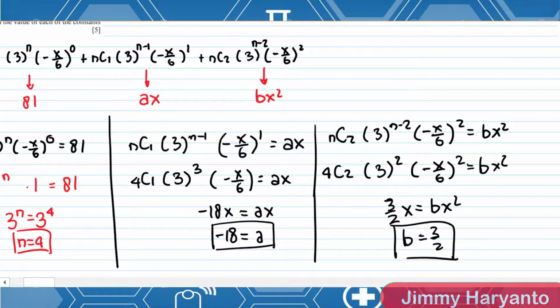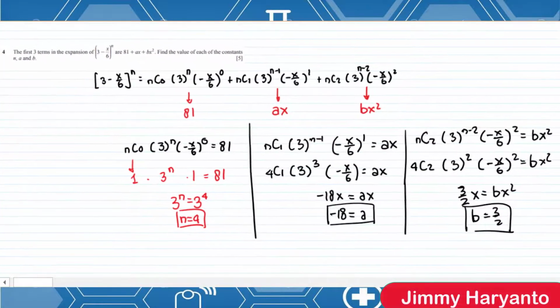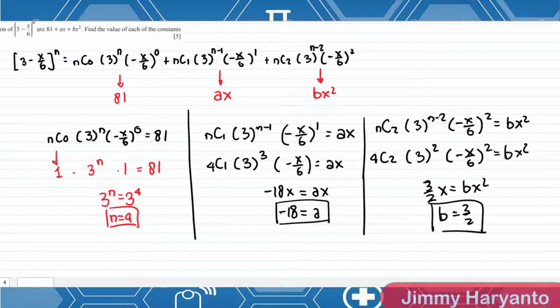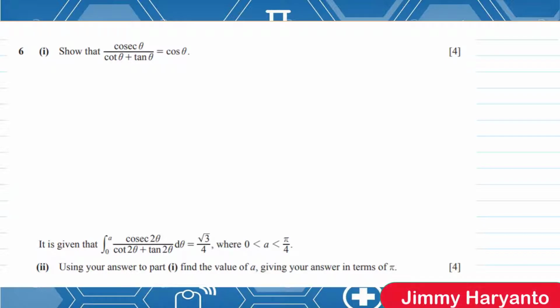There you go. This is ABC. The question wants us to find the value of each of the constants n, a, b. n equals 4, a equals negative 18, b equals 3 over 2. And then for number 5, you can skip it because it's not included in our syllabus. Yeah, we go to number 6, 6i.